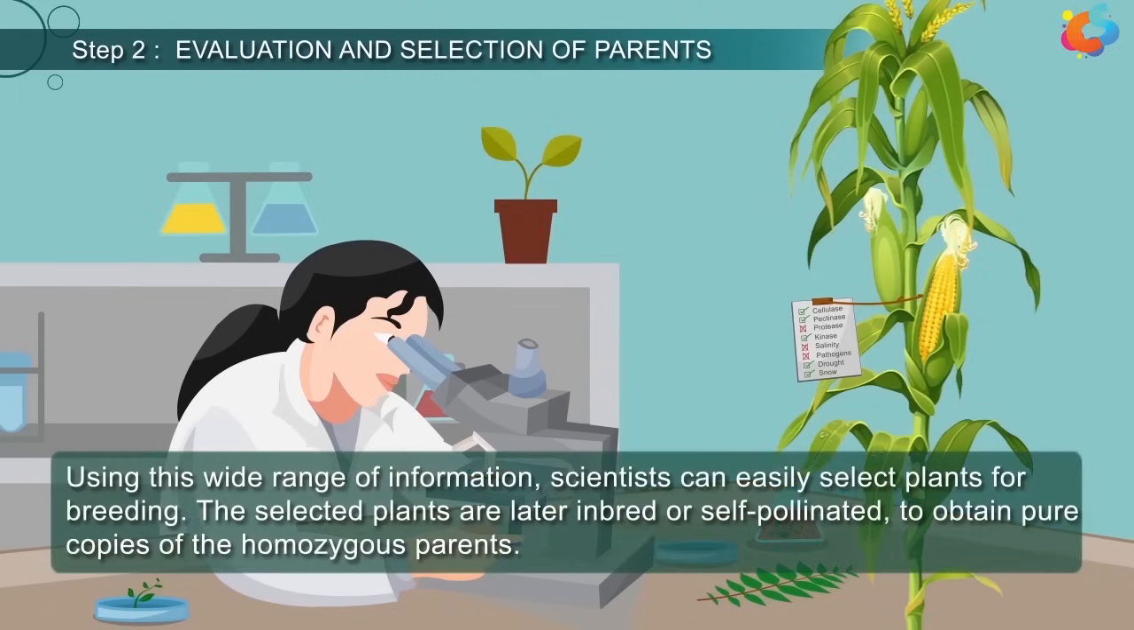Using this wide range of information, scientists can easily select plants for breeding. The selected plants are later inbred or self-pollinated to obtain pure copies of the homozygous parents.